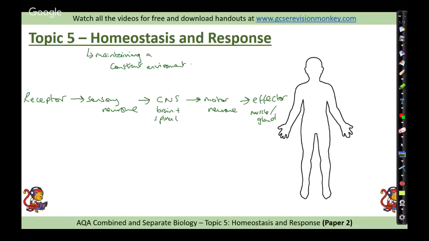So at the end of this pathway, you might cause a muscle to twitch and move out of the way. For example, if you just burnt yourself on a hot pan, you would have had pain receptors that send a message to your sensory neuron, to your brain, motor neuron, effector.